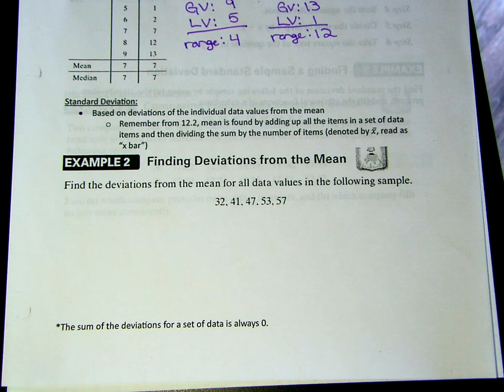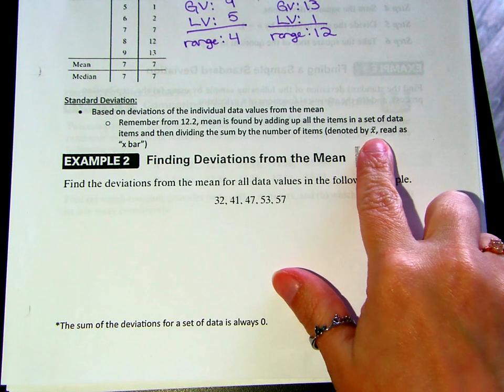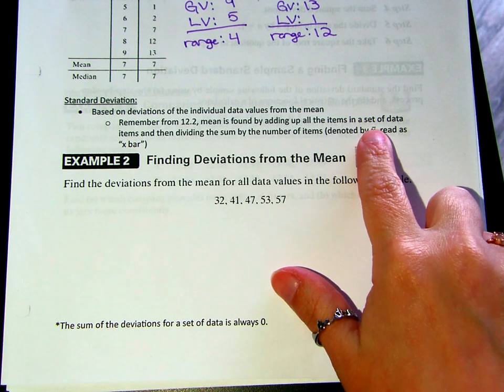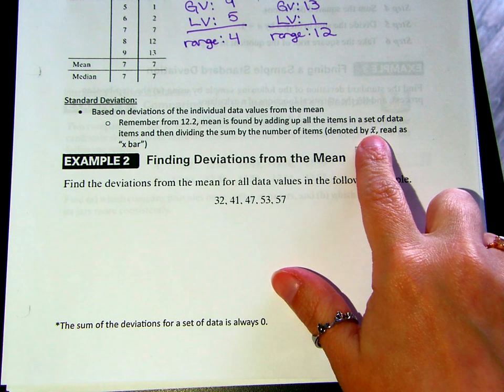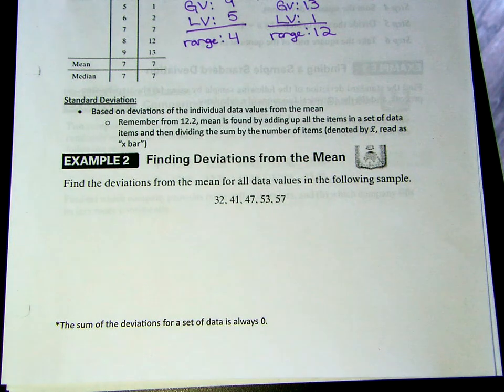And so I made a note that it was 12.2. That's where we did mean, median, and mode. And mean is when you add up all the data, and then you divide by the number of data points. And we did note that with this X bar, that's how we read it. It's X with a little line over it. This is going to become important because the definition of standard deviation and how we find it uses that symbol and that terminology, so I just wanted to refresh you that that was there.